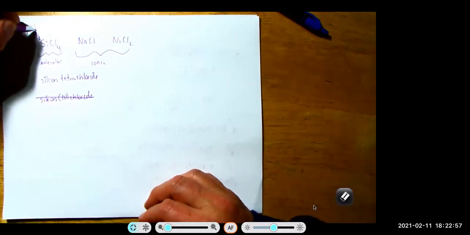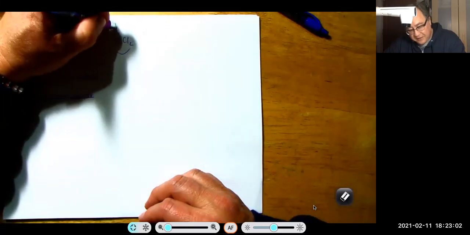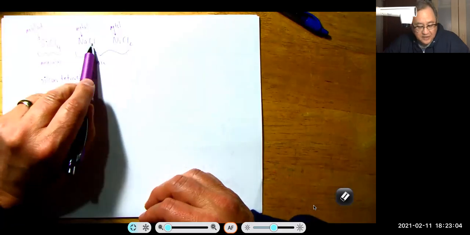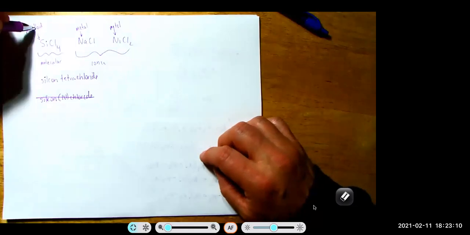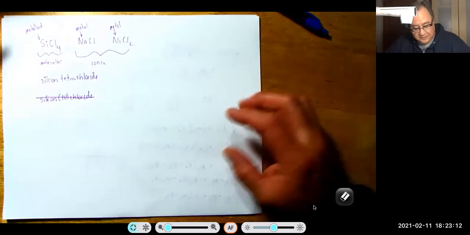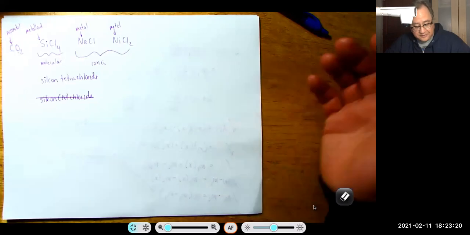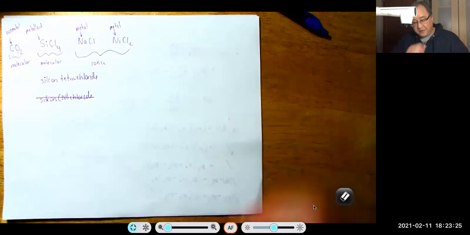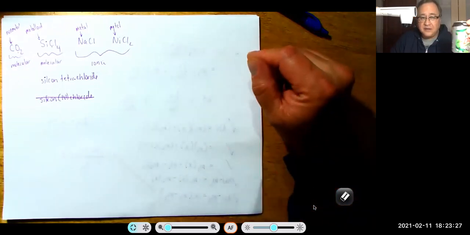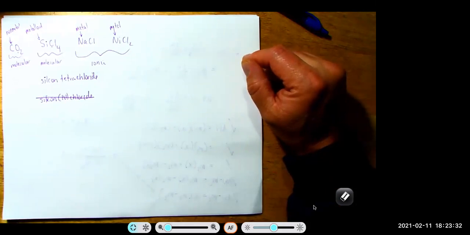And this is a metal. And this is a metal. So when you have a metal and a non-metal, it's ionic. And if you have a metalloid and a non-metal, it's molecular. If you have a non-metal and a non-metal, it's molecular. So you use that periodic table to help you decide if you have a metal or not.